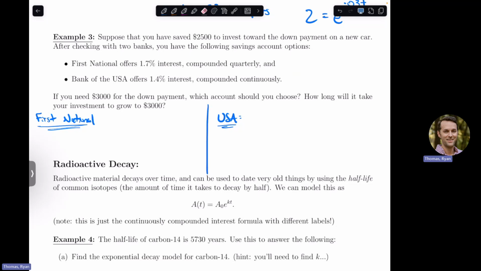Maybe highlight some stuff. That's P. We're going to be finding T. You need $3,000 for the down payment, so 3,000 is A. And then the other things are where the two are different, right? The interest rates are different.